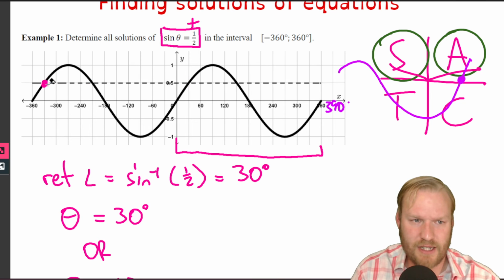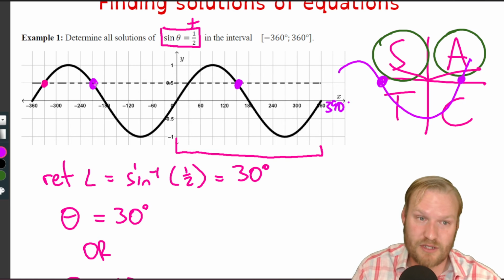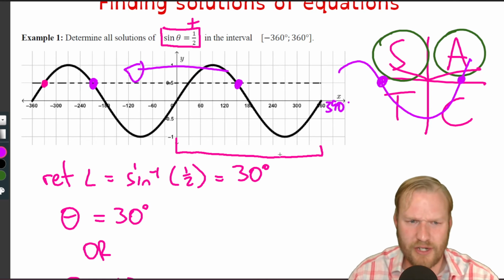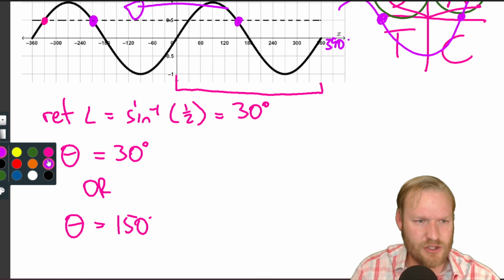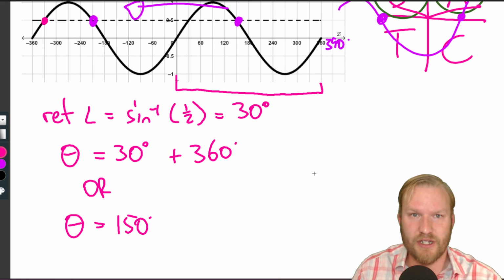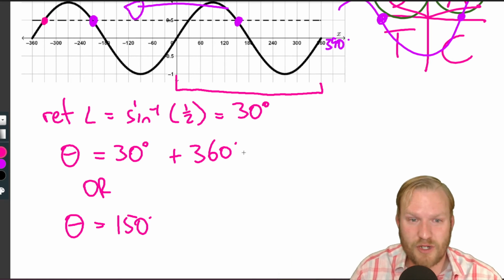And for our second solution at 150 degrees, there was our solution. Again, it would repeat, and we'd have another one 360 degrees later, and one 360 degrees in the other direction too. Okay, so how do we account for those? We can say that not only is theta 30 degrees, but we could add 360 degrees as many times as we want. So we're going to say 360 degrees times k, where k is an integer.